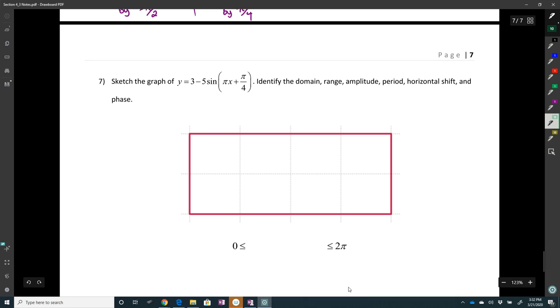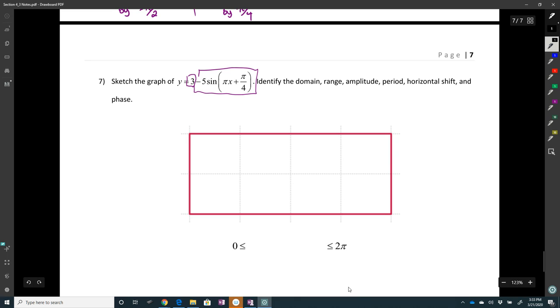All right, so we want to sketch this graph, 3 minus 5 sine of (pi x plus pi over 4), and then find all this stuff about it. One thing we need to do first is rewrite this equation. Remember that this is really two things: we've got what we're adding, and then all the rest of the stuff is over here.